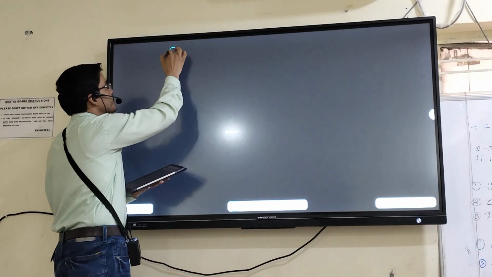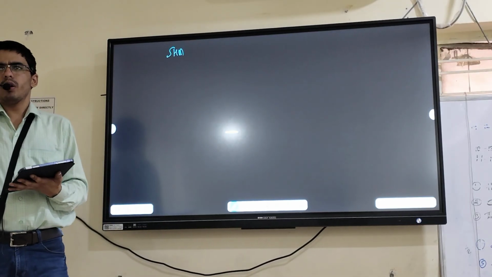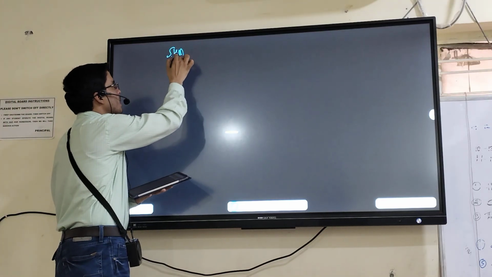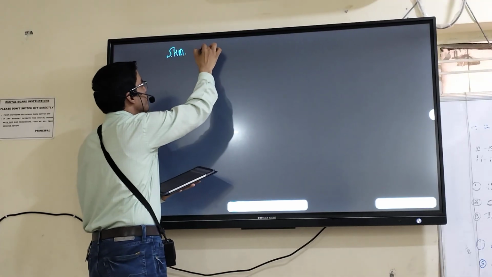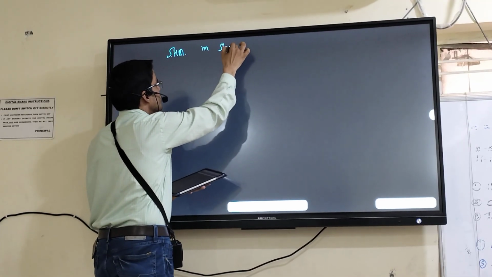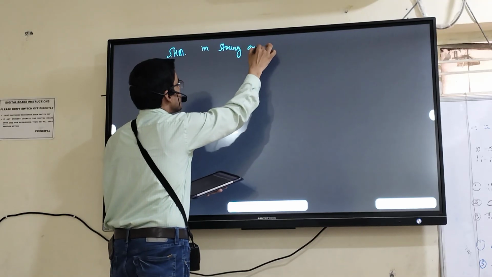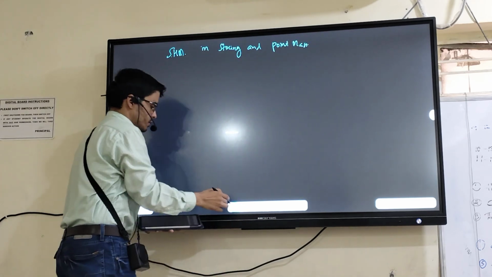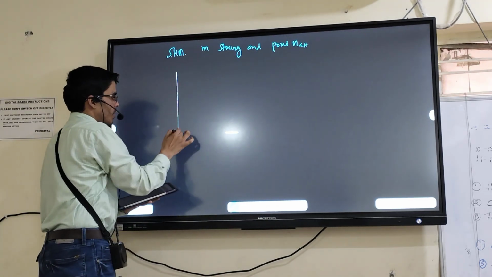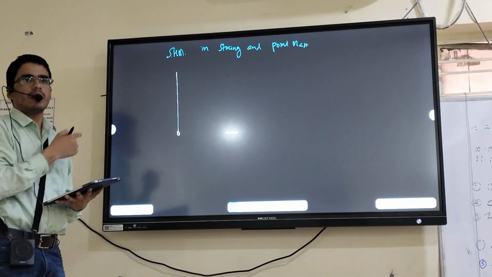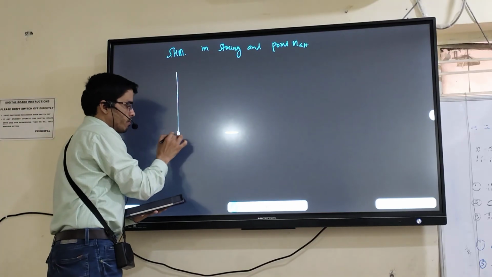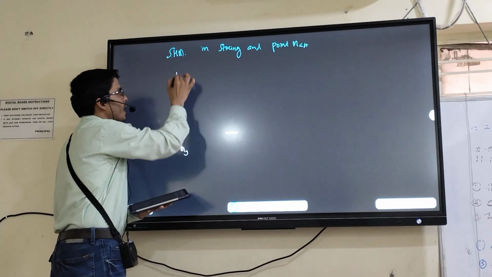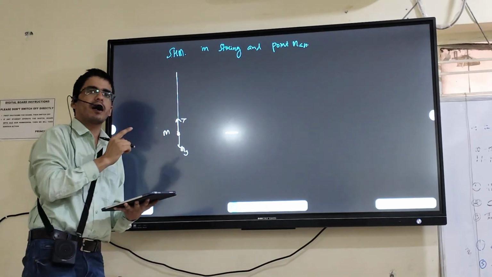Now I will not write simple harmonic motion, I will write SHM, that is a short word. Simple harmonic motion. Now, string and point mass. See, here you will get the derivation in IP also. Here is one small mass, small m, and here is the tension T, and that is mg. And I told you, suppose you want simple harmonic motion, so that angle is very small.